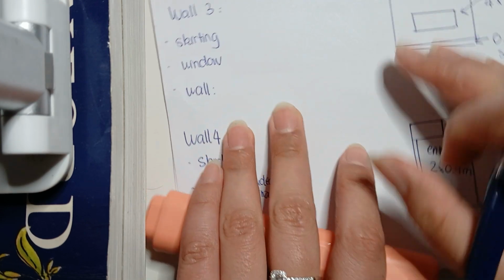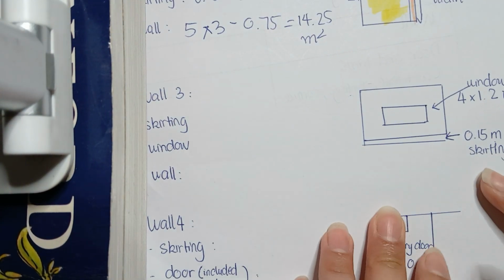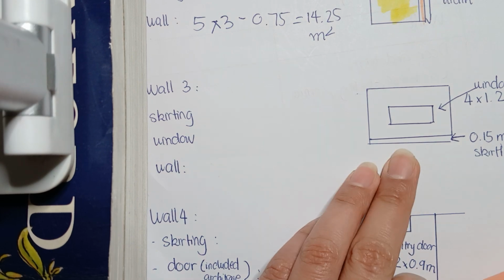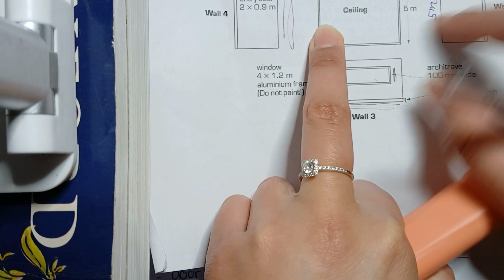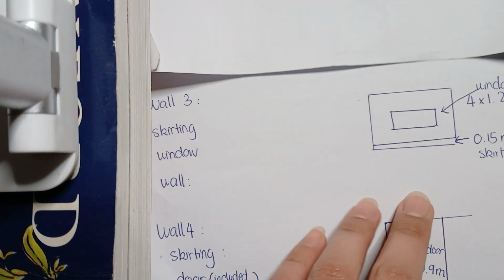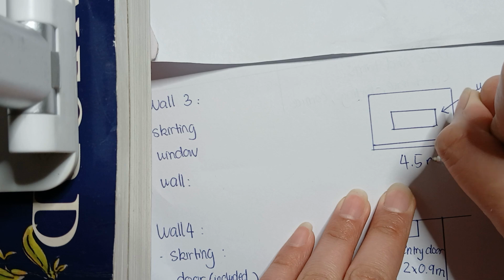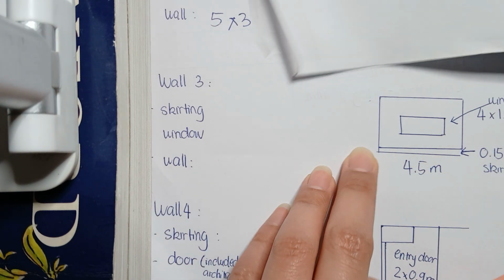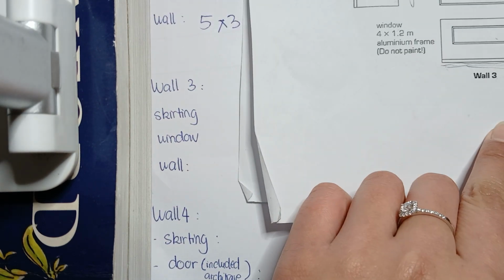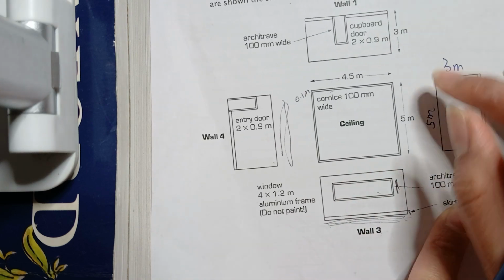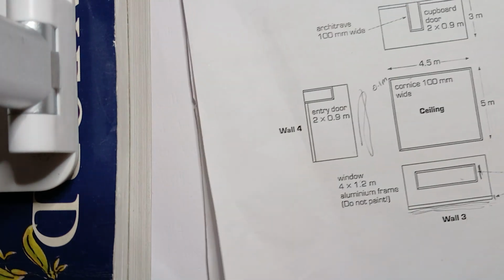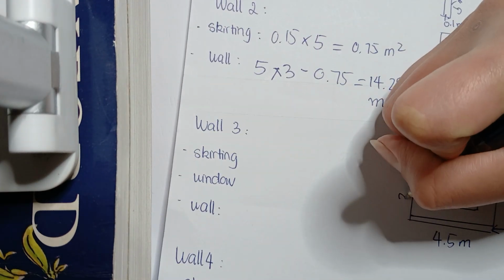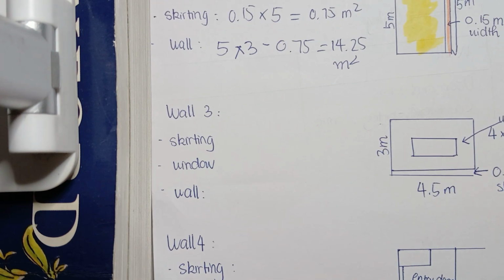Alright, now work on wall 3. So wall 3, you have skirting, window, and wall. Okay, so I'm gonna label them again. So first thing first, look at the diagram. You need to label the thing. So wall 3, we know the measurement from here to here is 4.5. So it's gonna be 4.5 meter for the length, and the width will be equal to the height of the wall. The width, do you see, is gonna be equal to the side of the wall here. 3 meter, 3 meter. So I know it's gonna be 3 meter. Okay, let me just label them so that you know what we're working on.